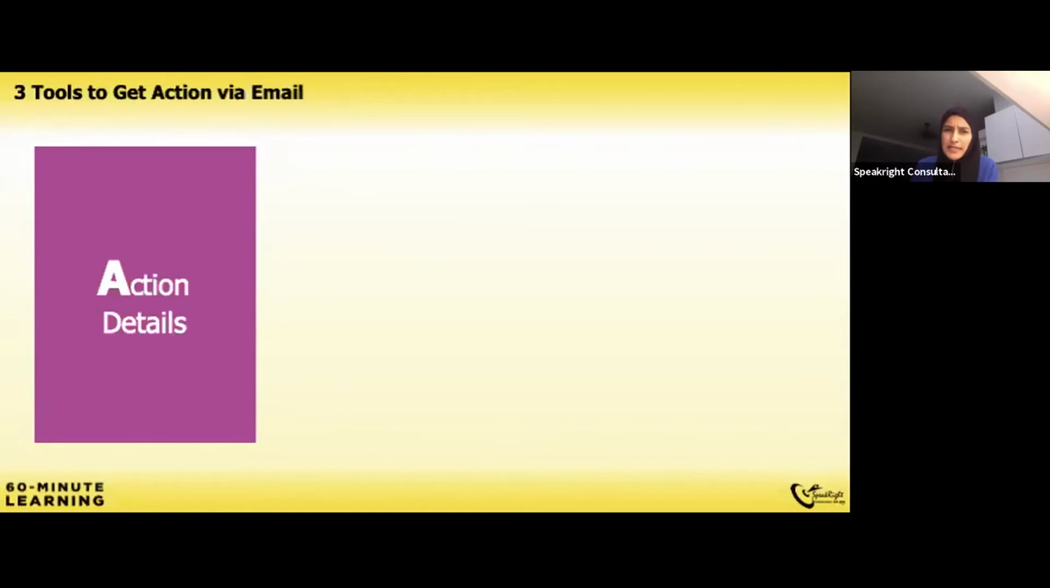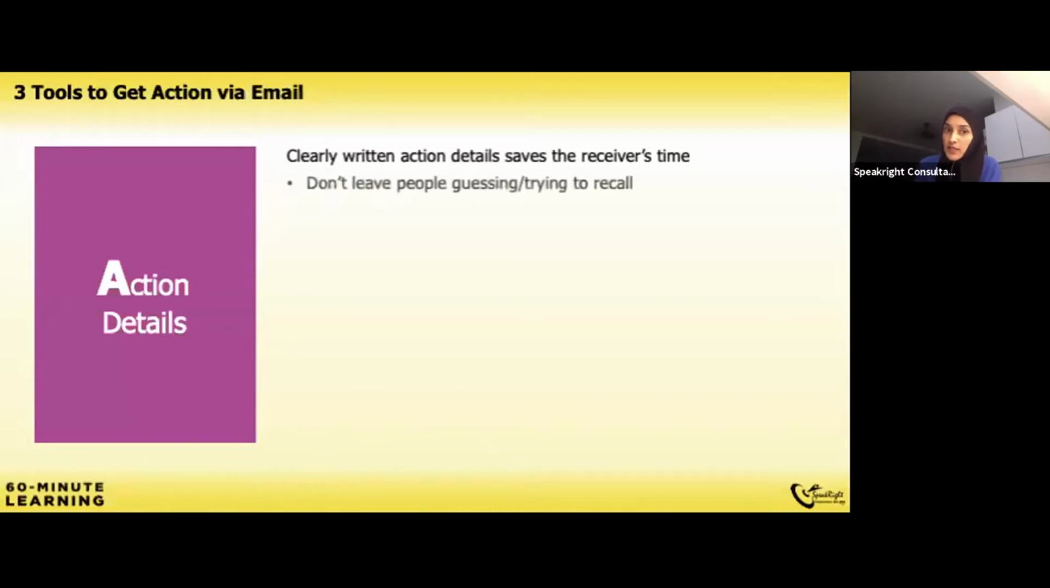We have all been in this kind of situation. People ask something, we overdo it because we are fearful of not meeting what the person wants. So we overdo it or we underdo it. Okay? So when we state the action details, we help the receiver to know exactly how much needs to be done. Now, clearly written action details save the receiver's time.